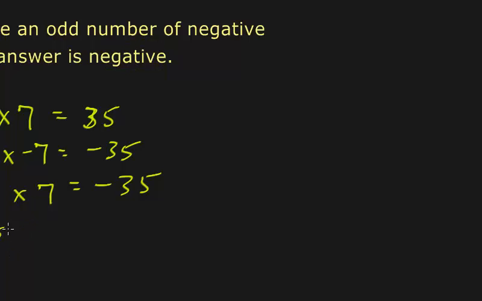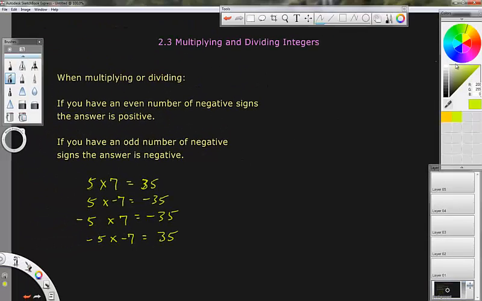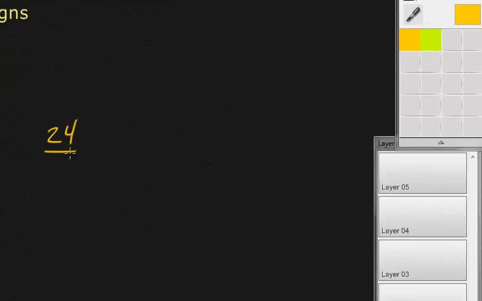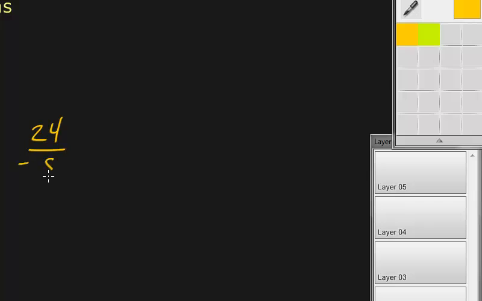If I have 2 negative signs and I'm multiplying or dividing, my answer is positive 35. Yeah, and the same thing works for division. If I have 24 and I'm dividing that by negative 8, this will be a negative 3.